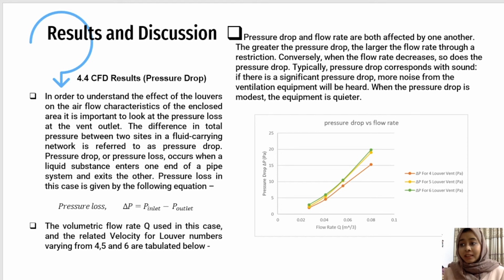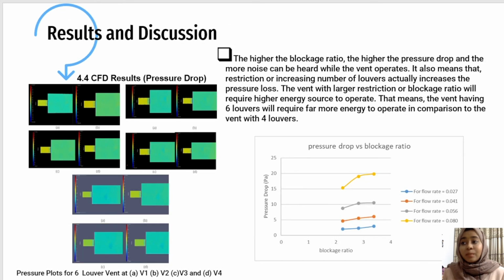Here you can see that the pressure drop and the flow rates are compared. The pressure drop for the 6 louver vent, you can see, is much higher compared to that of the 5 louver vent or 4 louver vent. The pressure drop increases more than 4% when the louvers increase from 5 louvers to 6 louvers. Next, you can see the pressure drop versus the blockage ratio. It reiterates what I said before. As the blockage ratio increases, the pressure drop also increases.